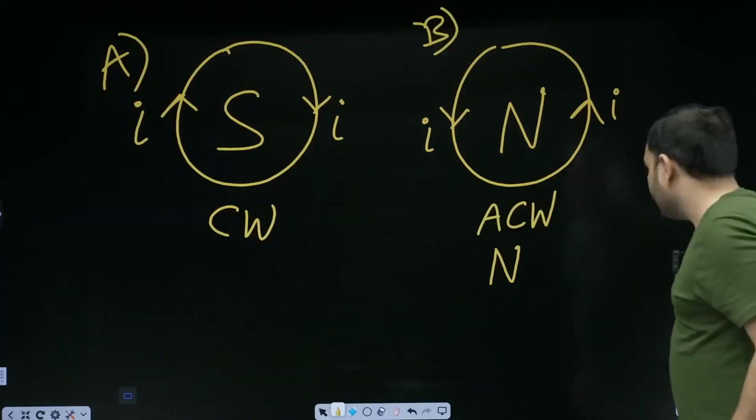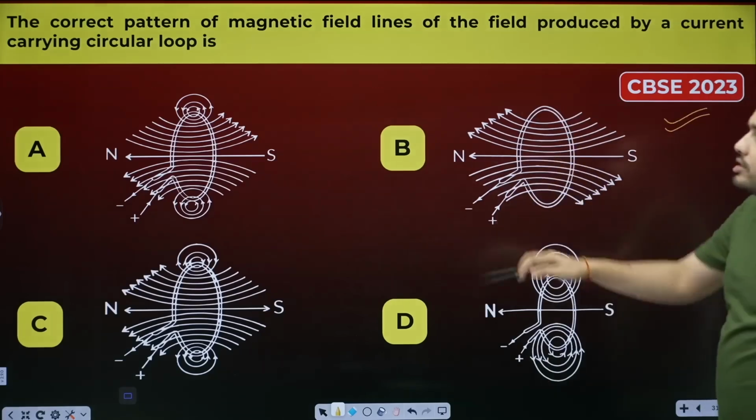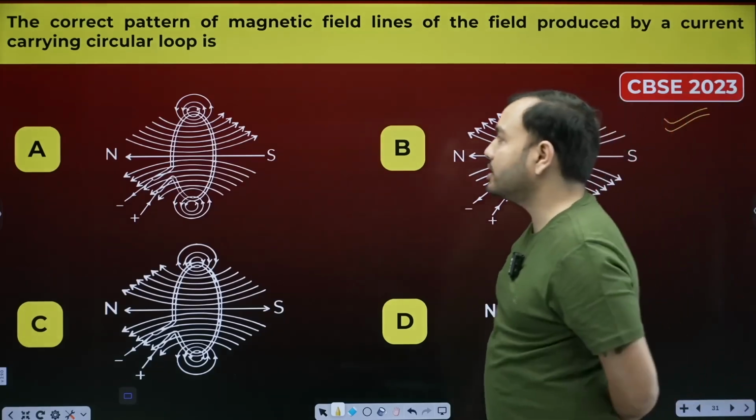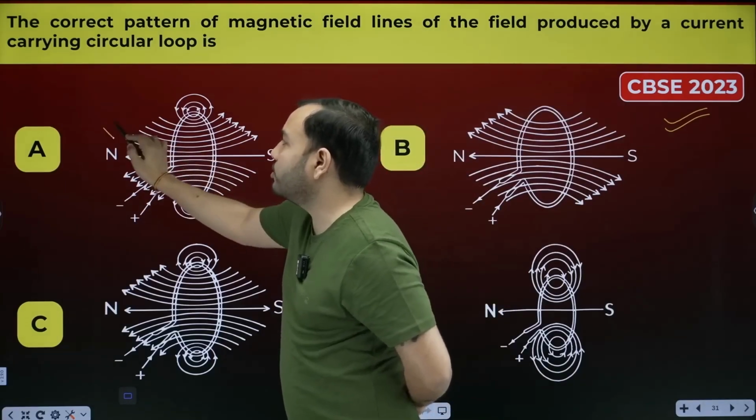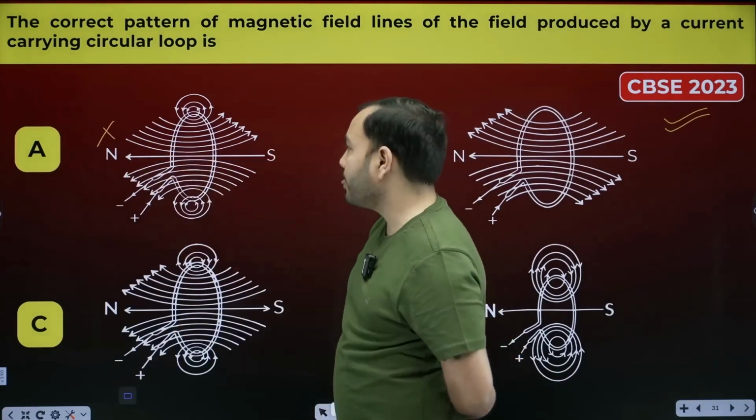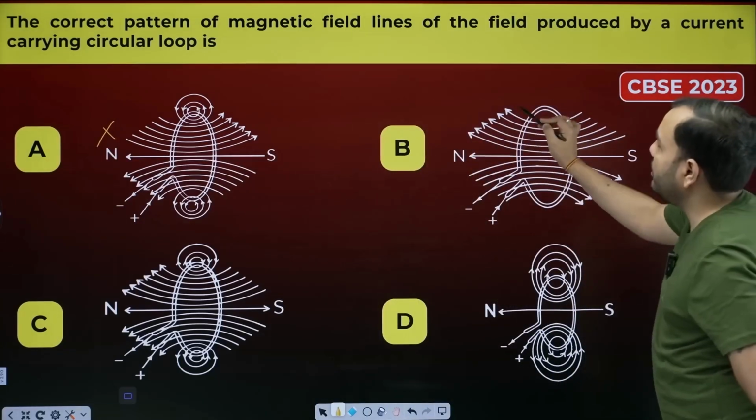Let's move forward. This is understood. A question has come in CBSE 2023. They have asked which option is correct among them for the magnetic field lines. It's very easy. The magnetic field lines are entering from here. It is called north. It has become wrong. From where it enters, that is south. See here, from this side it is entering, south. It's coming out, north. Correct.